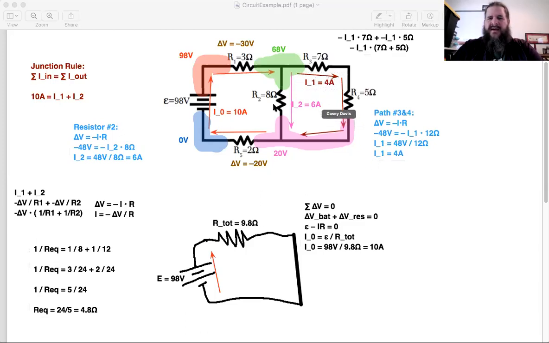And as one final check, note that I1 and I2, 6 amps plus 4 amps, does add up to 10 amps. So this confirms the junction rule. The 4 amps and 6 amps merge together to get 10 amps. Also, as we predicted, the lower resistance path has more current, the higher resistance path has less current. In fact, they're proportional. 12 ohms is 1.5 times as much as 8 ohms. And likewise, 6 amps is 1.5 times as much as 4 amps. So the ratios remain the same. Any other questions on that?